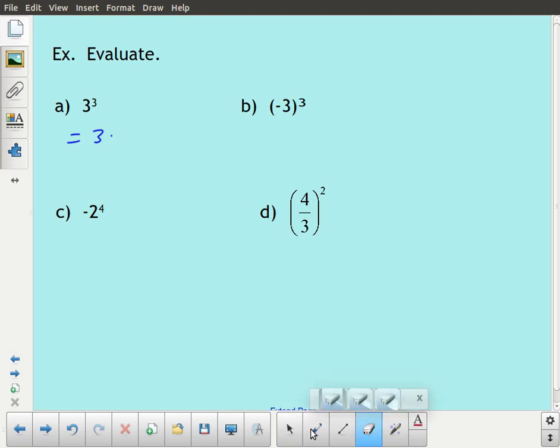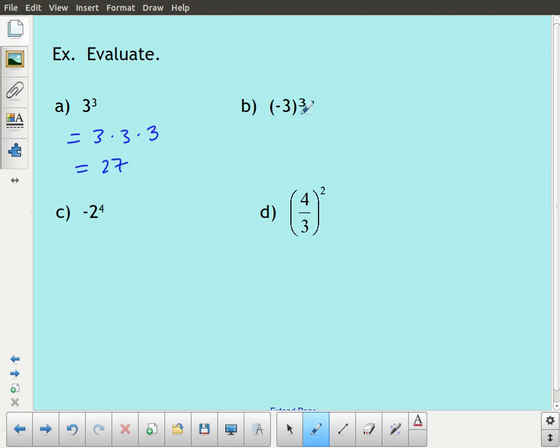Something is not working here. Let's try that again. There we go. It's important that you know what these look like algebraically, because once we start working with variables, you're not going to be able to go to your calculator for that. So 3 times 3 times 3 in this case is equal to 27.